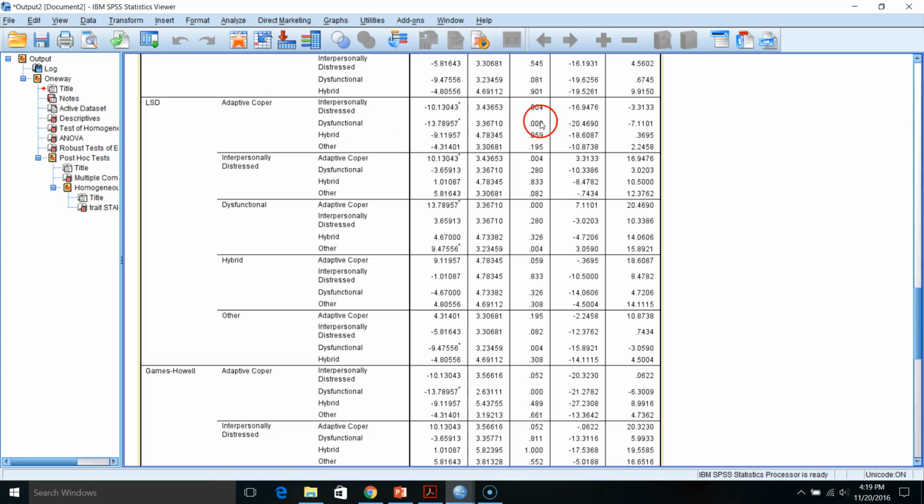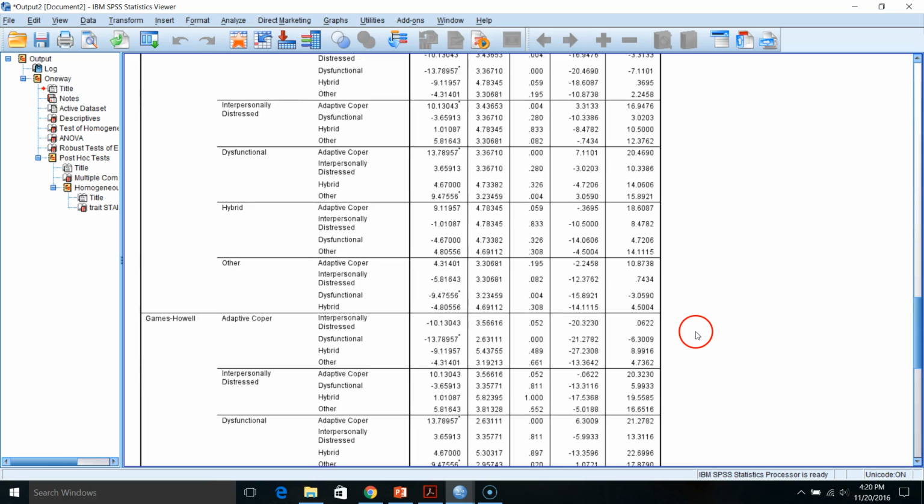But again, these p-values are lower than with the Tukey-Kramer. We also see a marginal effect here between adaptive coper and hybrid. Again, looking at basically no restrictions with the Fisher's LSD. And again, our dysfunctional and our other are registering as significant. So similar effects to our Tukey-Kramer, but looking at these p-values, we're seeing less conservative tests with the Fisher's LSD.